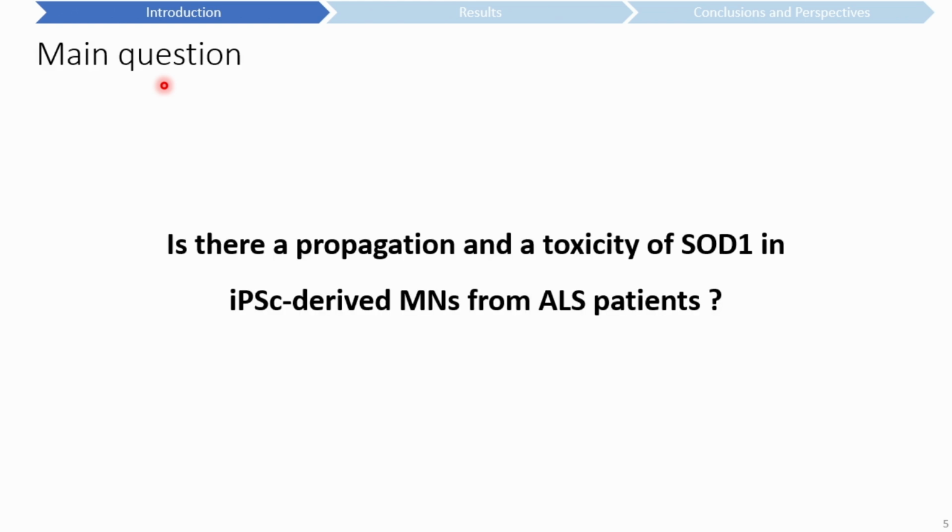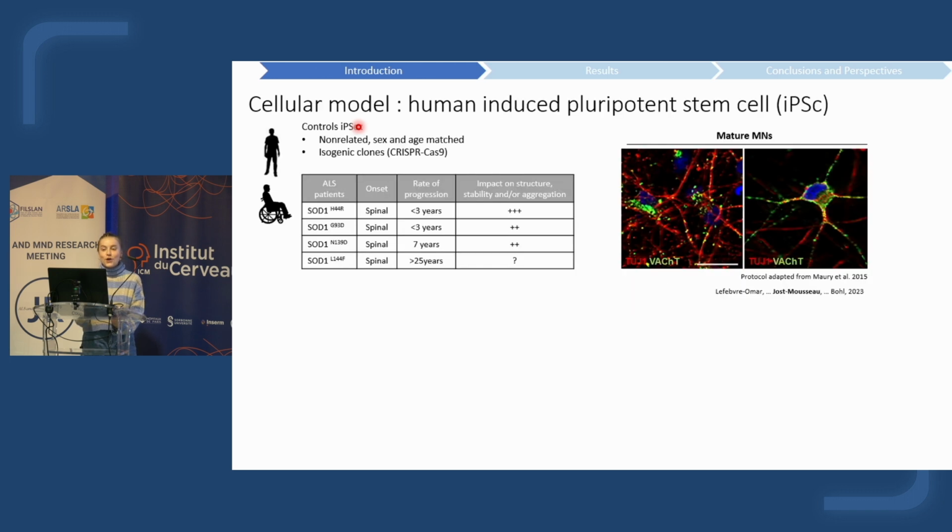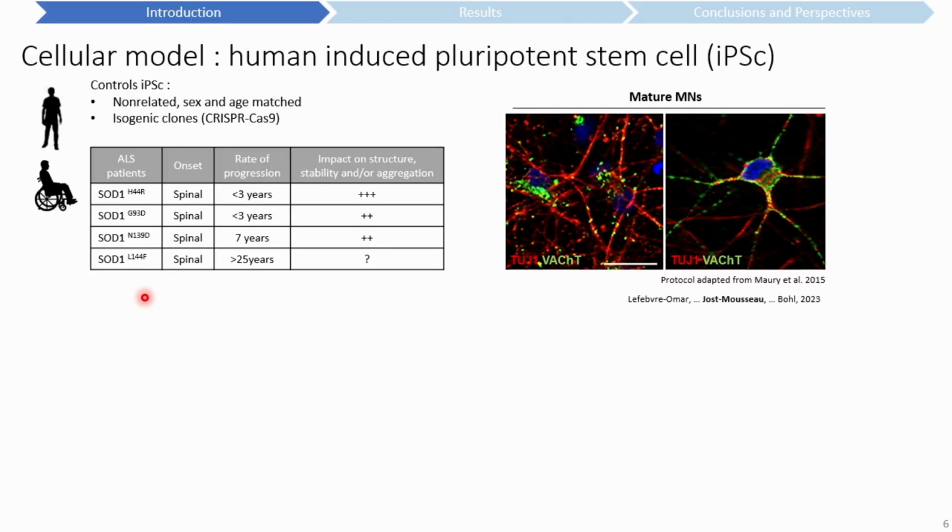That's why in my thesis we ask this question of propagation and toxicity, but at a steady state level, using iPS-derived motor neurons from ALS patients. To do so, I'm using iPS cells that we have in the lab, and I'm using 4 different iPS cell lines mutated in SOD1, as you can see here, and I'm comparing them to non-related controls and isogenic clones generated by CRISPR-Cas9. I'm then differentiating them into mature motor neurons that we can obtain in 35 days.